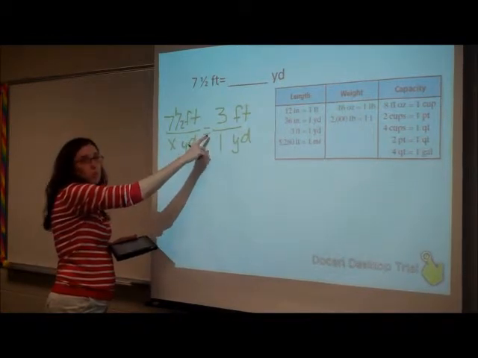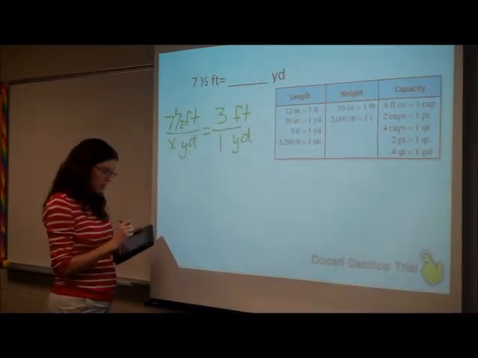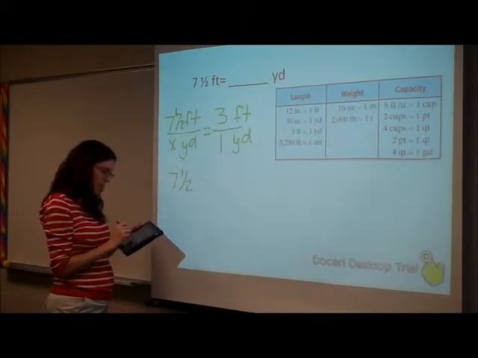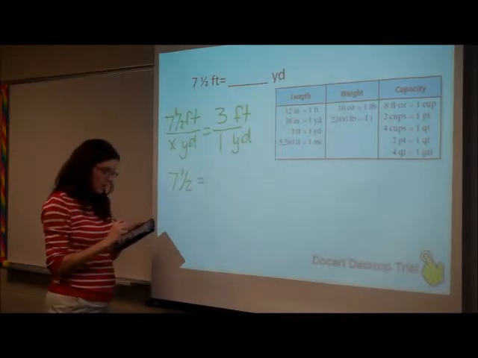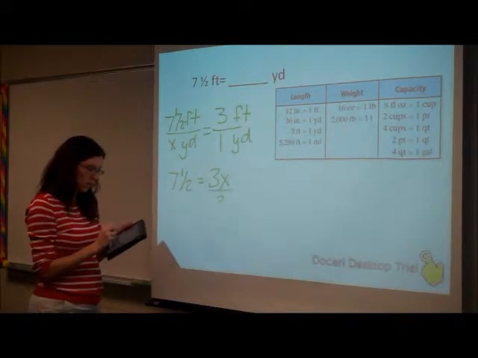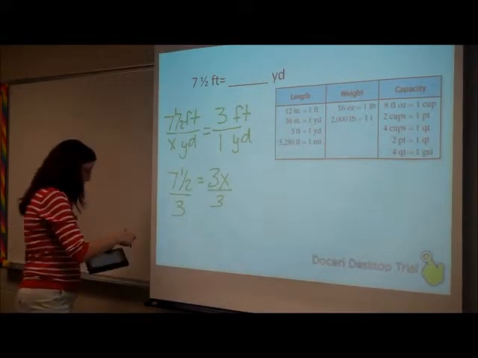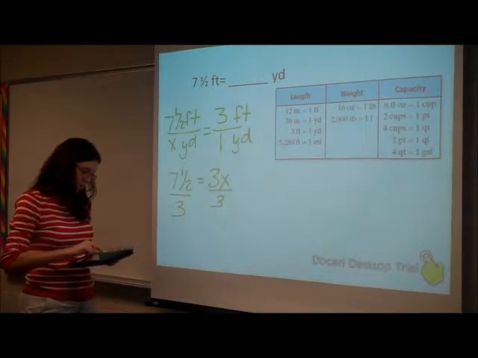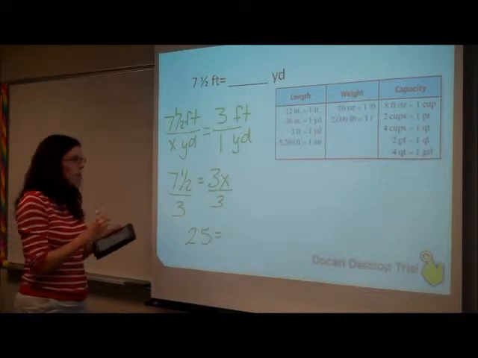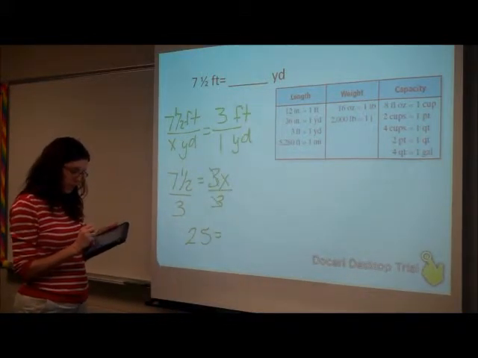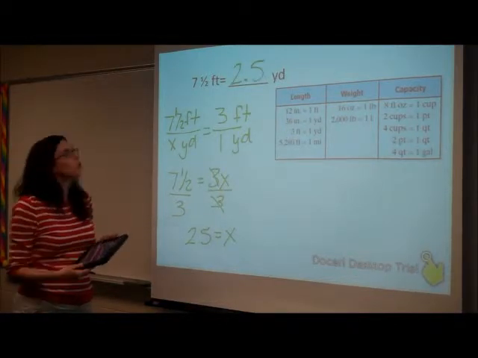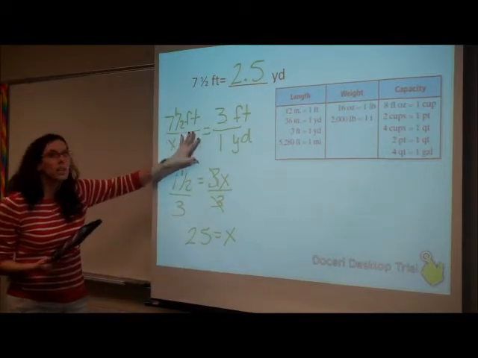Okay? It's a proportion, so I'm going to use my cross products. 7.5 times 1 is 7.5. X times 3 is 3x. Now I'm going to solve for x, so I'm going to divide by 3. And 7.5 divided by 3 is 2.5. And 3x divided by 3 leaves me with x. So 7.5 feet is equal to 2.5 yards. So that's using a proportion.